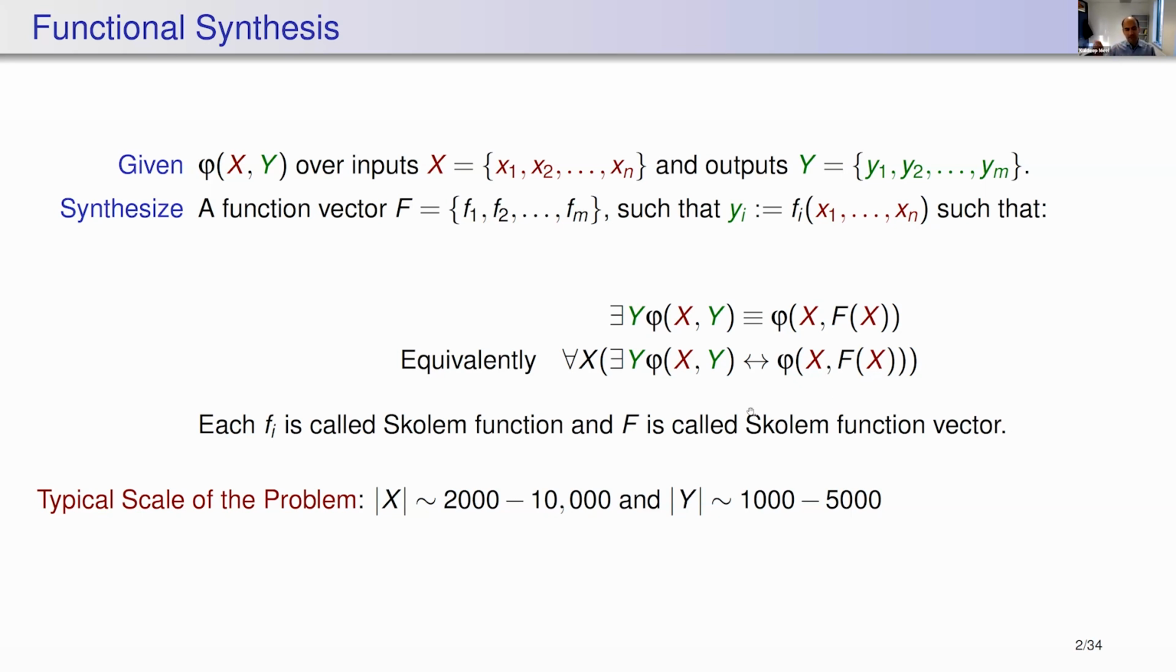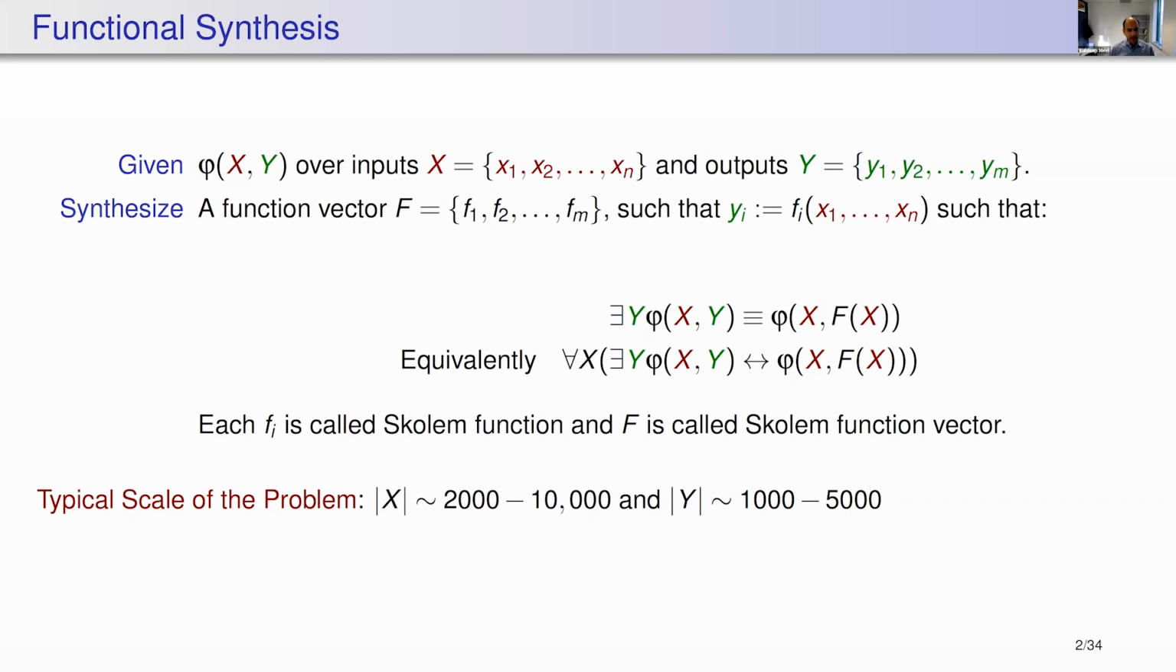Each of these functions is called a Skolem function. This is a problem that has been studied for now nearly 100 years. Skolem proved the decidability of this problem in general first order logic in the early 20th century, hence the name Skolem function, and these vectors of functions are called a Skolem function vector.